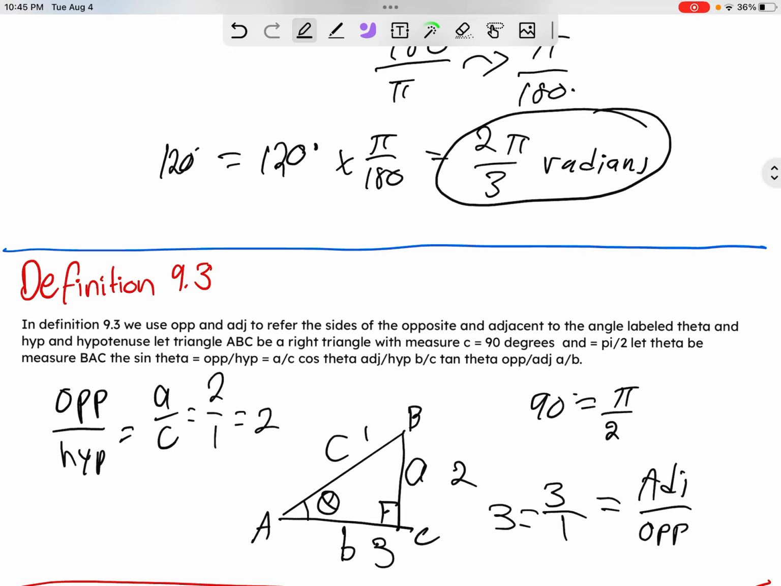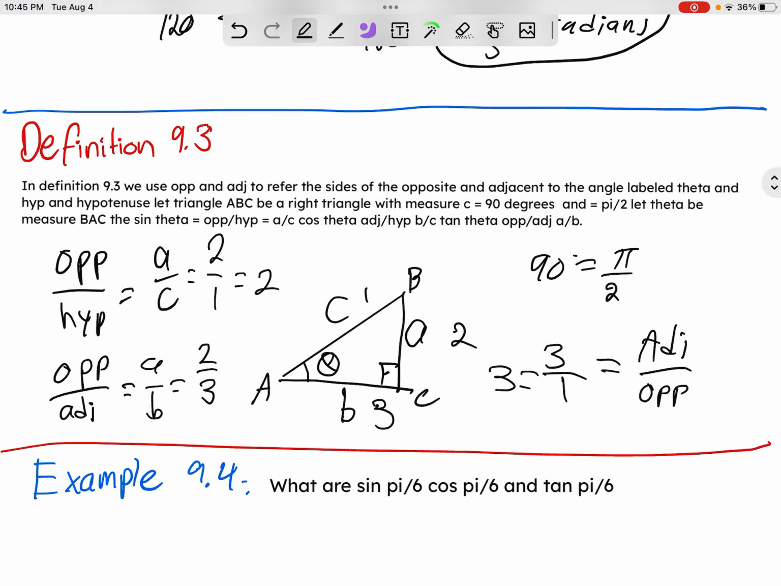And last but not least, tan theta is opposite over adjacent, which is A over B, so 2 over 3. Oh, I wrote it backwards, 3 over 2. No, 2 over 3. Okay, so we just got this cleared out: what the sine, cosine, and tangent of a right triangle are. We'll go to example 9.4.